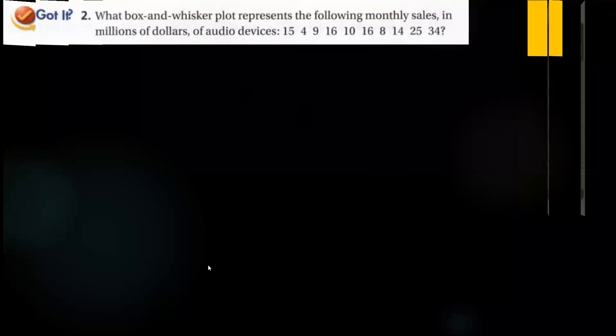Now here. What box and whisker plot represents the following monthly sales in millions of dollars of audio devices? We have 15, 4, 9, 16, 10, 16, 8, 14, 25, and 34.